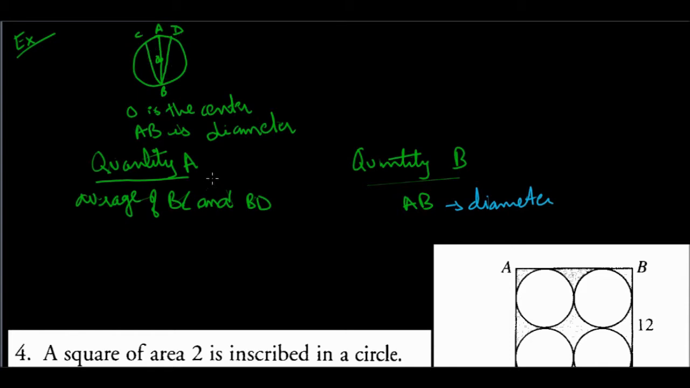Now, we just learned that the diameter is the longest line segment inside a circle. Okay, so diameter is greater than both BC as well as BD, right? So it should also be greater than the average of BC and BD. So the average of BC and BD cannot be greater than BC or BD, right? So that clearly tells us quantity B is greater. Okay, so simple, no calculation needed. We just need to know the fact that AB, or the diameter, is the longest line segment inside a circle.